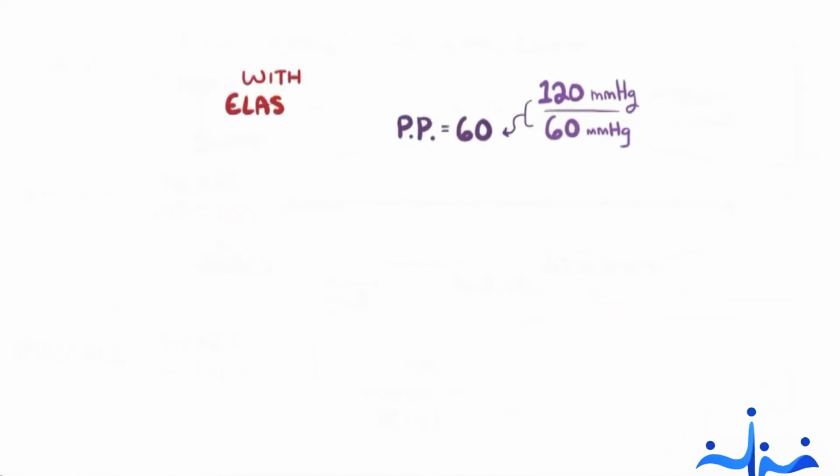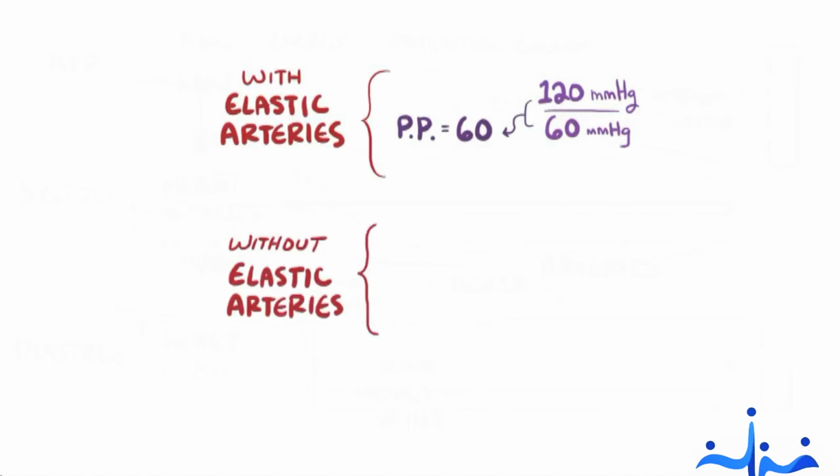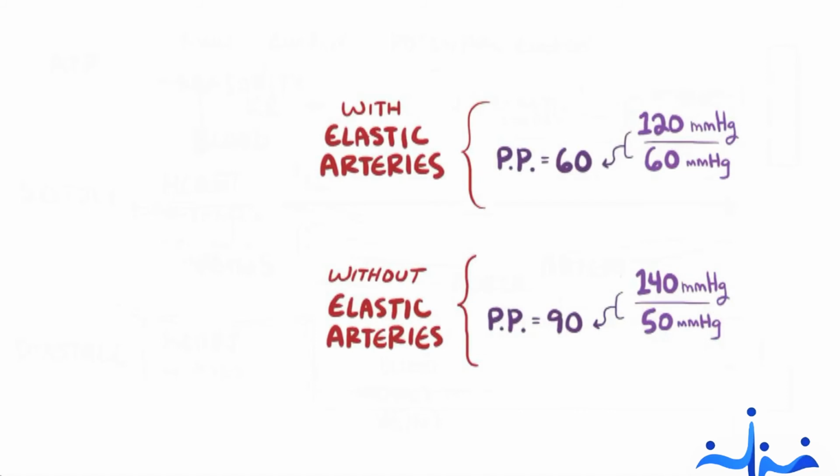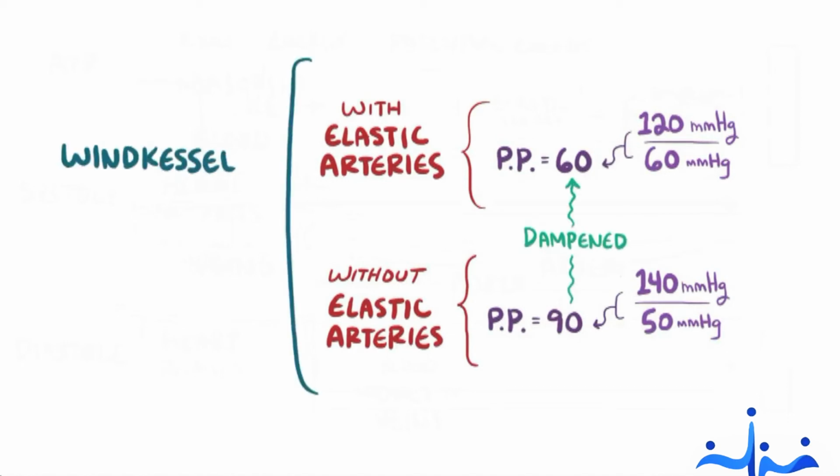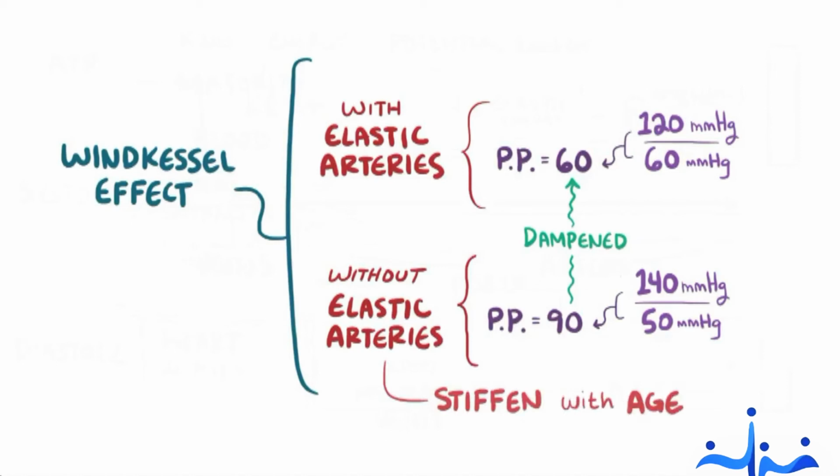So with elastic arteries, the blood pressures are 120 over 60, with a difference or pulse pressure of 60 millimeters of mercury. And remember that in the first example without the elastic properties, it was 140 over 50, with a pulse pressure of 90. So here we see that these large elastic arteries, like the aorta, buffer or dampen the pulse pressure. And this whole phenomenon is known as the Windkessel effect. As a person ages, healthy, compliant arteries become stiff and non-compliant. And this results in blood vessels that behave a lot more like the non-elastic case, which means pulse pressure ultimately goes up.